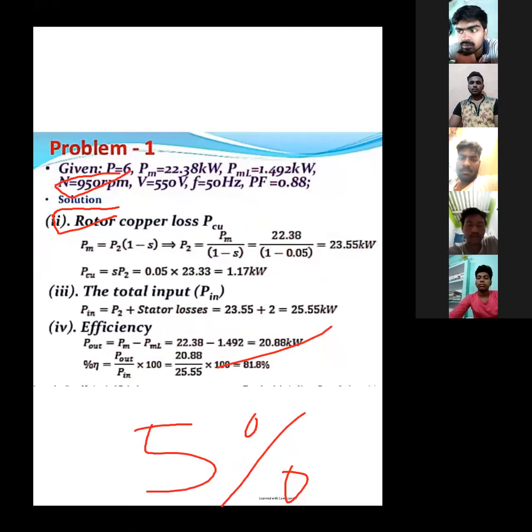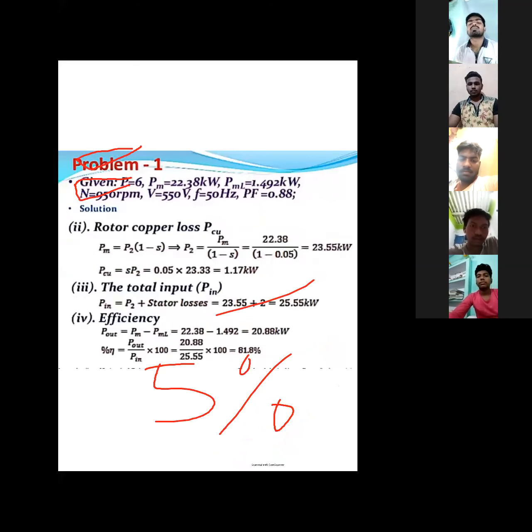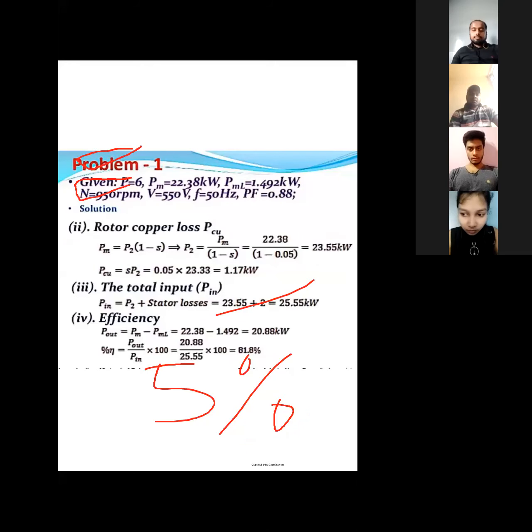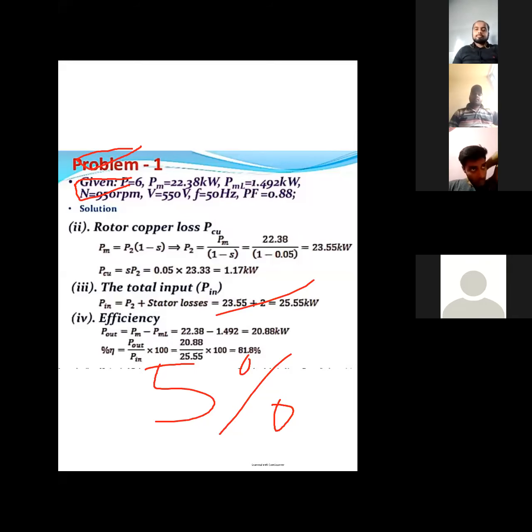Sir, if the value of slip increases, then what is the effect on the induction motor? Actually, when slip is increasing, that means the speed of the rotor is decreasing. If the slip is 5%, what is the physical meaning? The speed of the rotor is 5% less as compared to the synchronous speed. When the slip is 10%, the speed of the rotor is 10% less as compared to the rotating magnetic field. Okay.